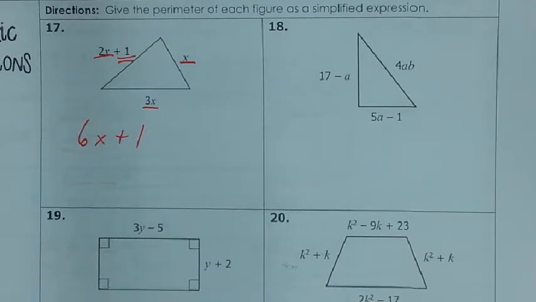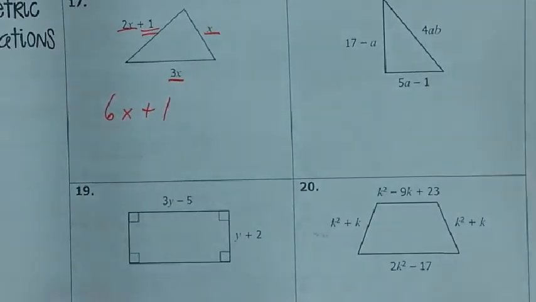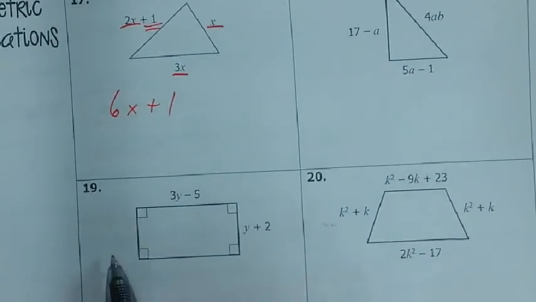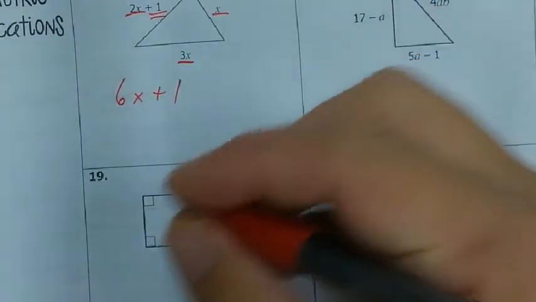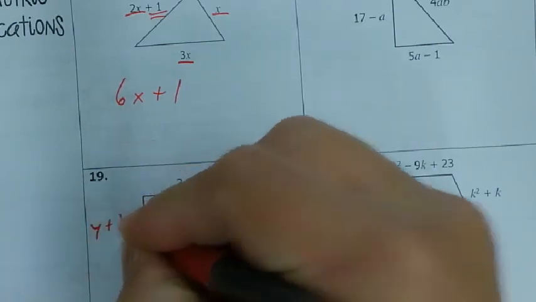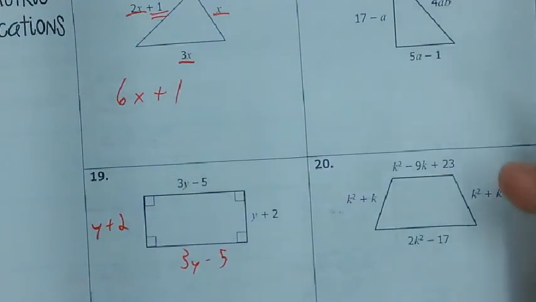So I'm going to skip and do number 19 with you. On 19, opposite sides are congruent. So what would this side be? Same as the other, y plus 2. And what would this side be? 3y minus 5. Good. So now we're going to combine like terms.